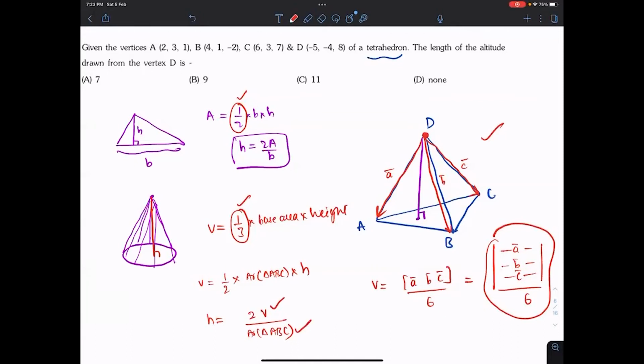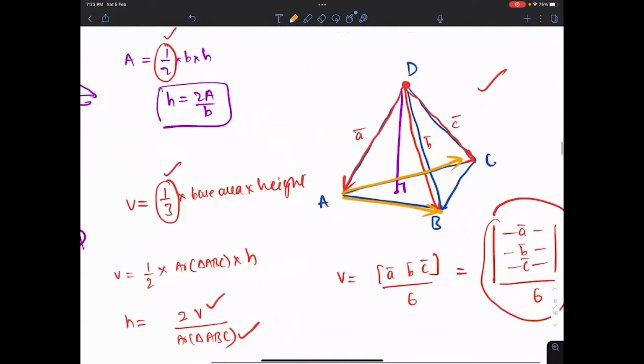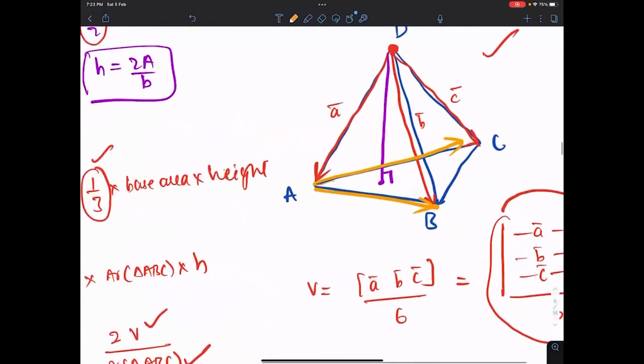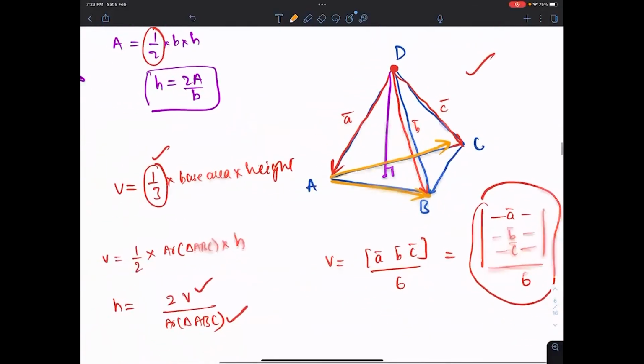How will you find area of any triangle? If you know two sides of the triangle, you can do the cross product. No? Then the cross product only will give you the area, half of those two vectors' cross product. Okay. Next.